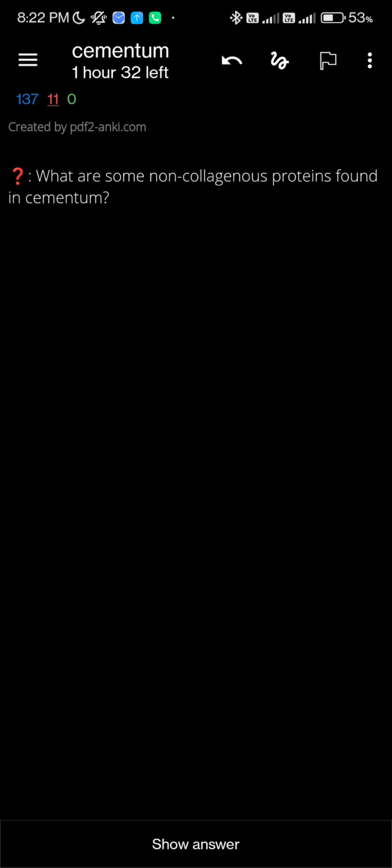What are some non-collagenous proteins found in cementum? We have cementum-derived attachment proteins, osteocalcin, osteonectin, fibronectin, tenascin, alkaline phosphatase.